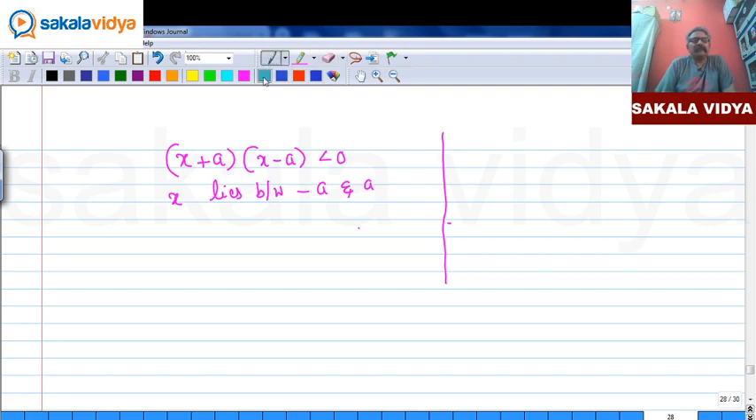Wait, one minute. Therefore, actually according to this one you will get x lies between minus a and a, meaning minus a less than x, x less than a. So now take the number line, this is minus infinity, this is plus infinity. Suppose 0, say this is a, this is minus a. x lies between a and minus a, that means you shade like this.